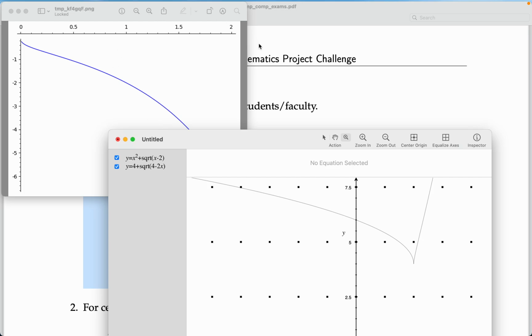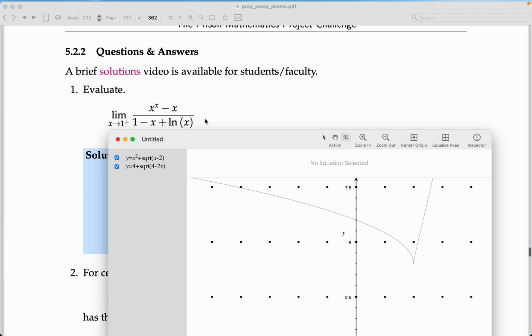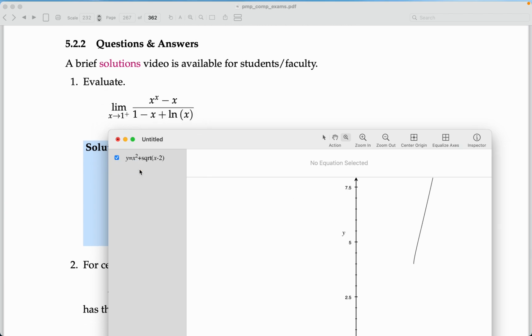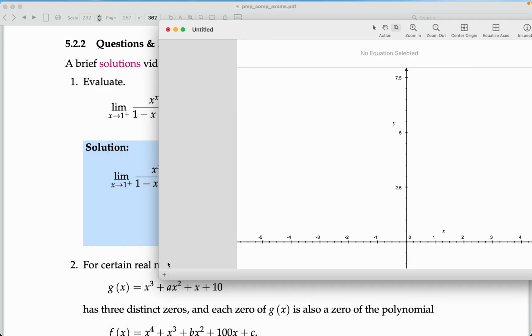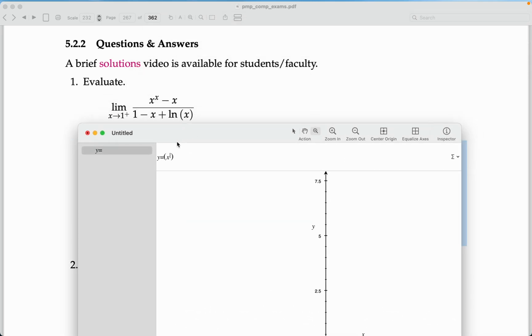All right, so let me go back to this over here and grapher, pull this up a little bit. Let me get rid of these guys over here, delete, and let me delete this one over here, and put a new equation in. And I'm going to type it in. And what I'm typing in, x to the x power minus x, divide by 1 minus x plus, well, in grapher I actually use ln of x.